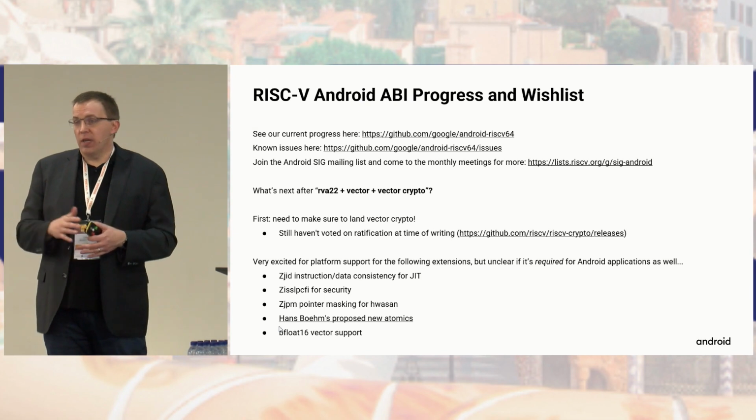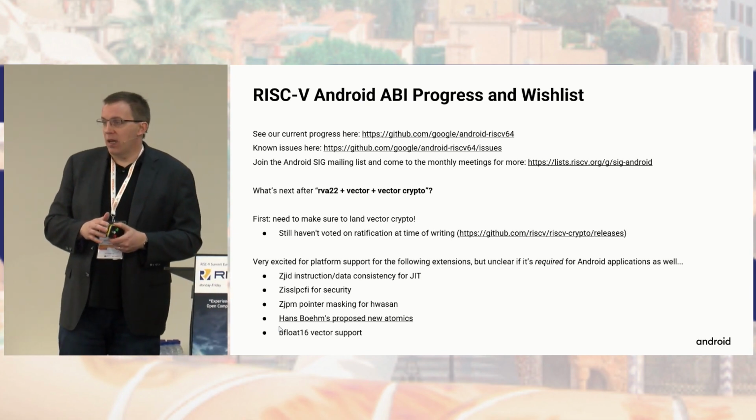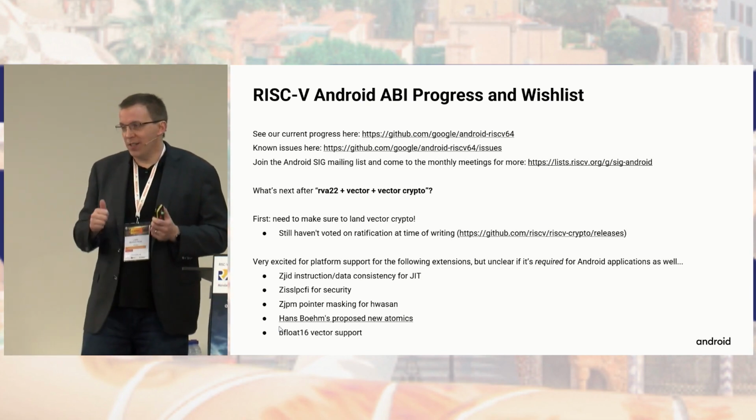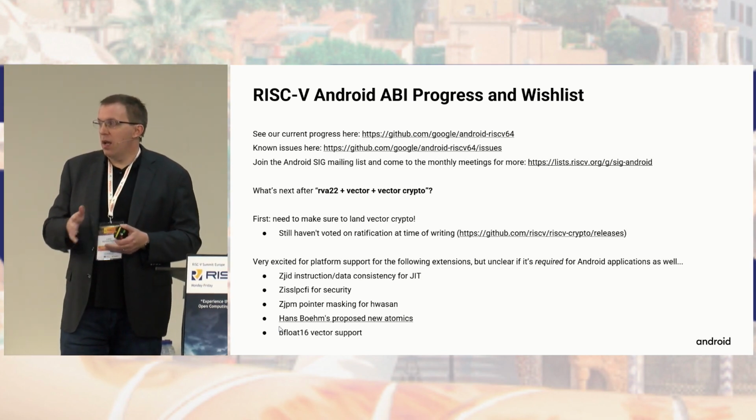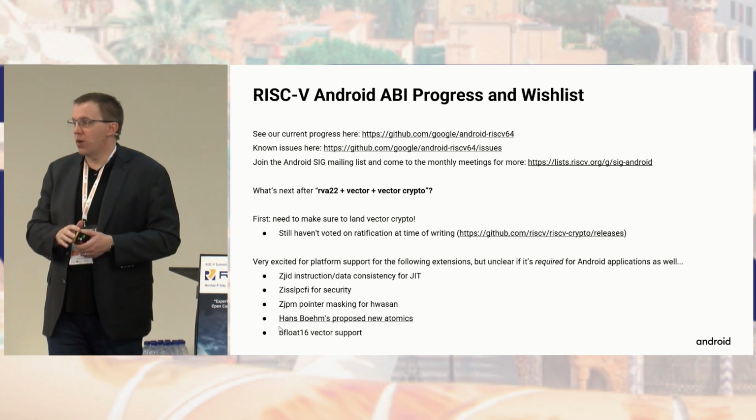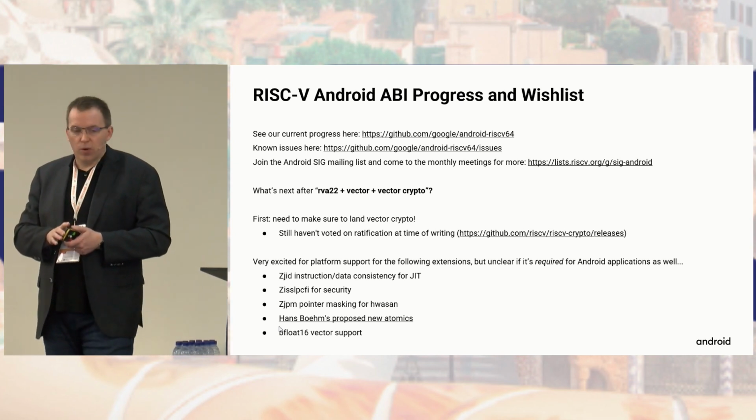You know, the first thing we really need to do is make sure that Vector Crypto lands. It's not fully ratified yet. I have high confidence it looks fantastic, but we've got to make sure all the I's are dotted and T's are crossed here before we can really put that in stone as something that we'll be requiring.